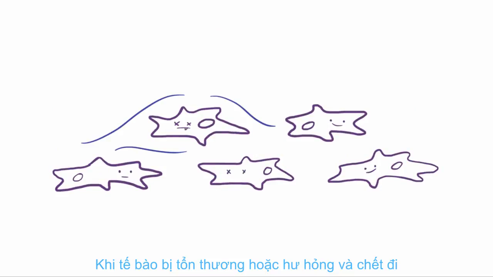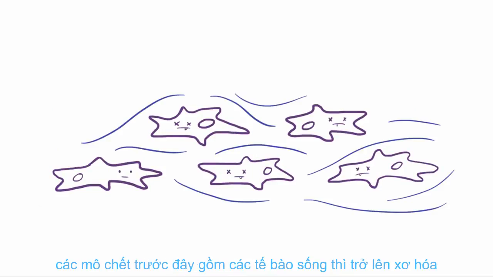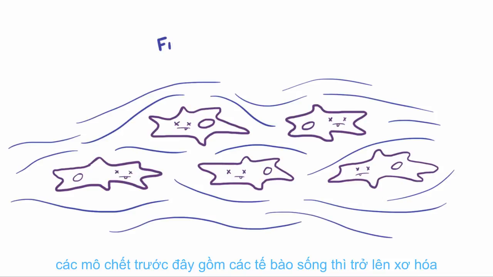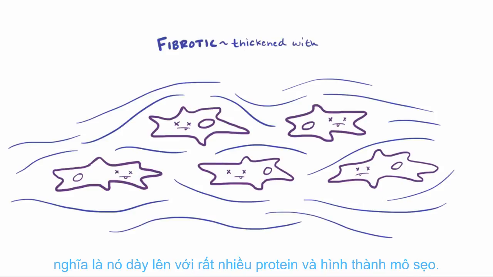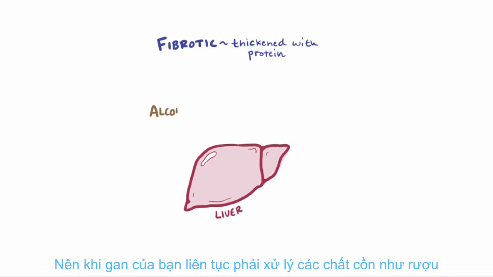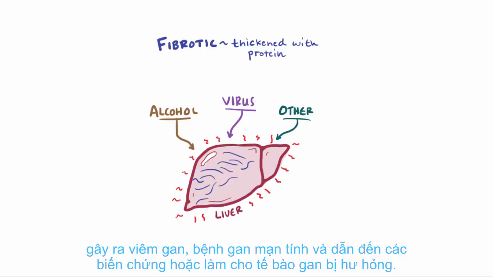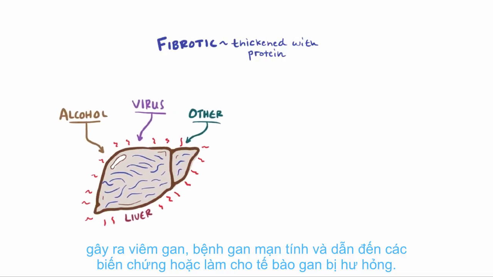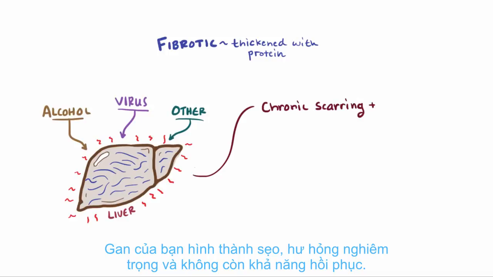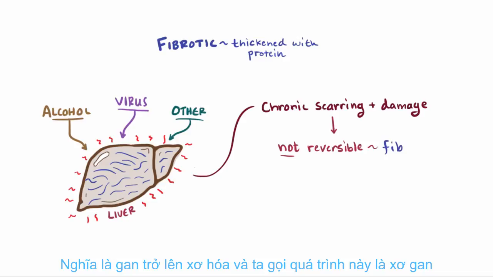When cells are injured or damaged and die off, usually that dead tissue that was previously full of living cells becomes fibrotic, meaning it becomes thickened with heaps and heaps of protein and forms scar tissue. So when your liver is constantly forced to process alcohol, like in alcoholic liver disease, or subject to a viral attack for a long time, like HBV, or anything else that causes a long-term or chronic state of liver cell or hepatocyte destruction and inflammation, your liver can become seriously scarred and damaged to the point where it's no longer reversible, at which point it becomes fibrotic, and in the liver we call this process cirrhosis.